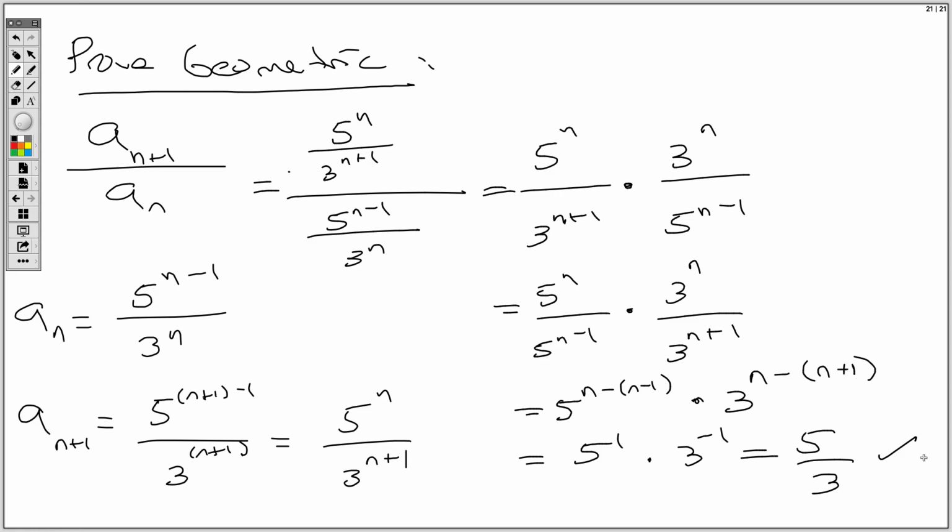Okay? So write out the first few terms of the sequence. If it looks like you're multiplying the same thing each time, it's probably going to be geometric, and then that's the proof of it.